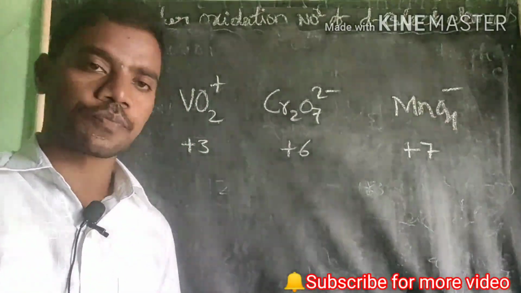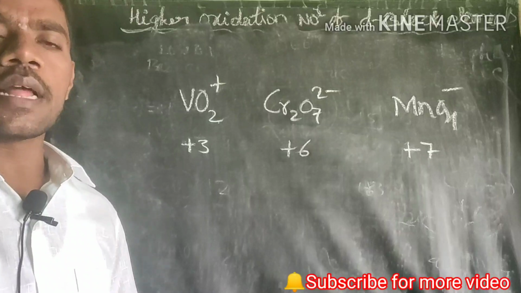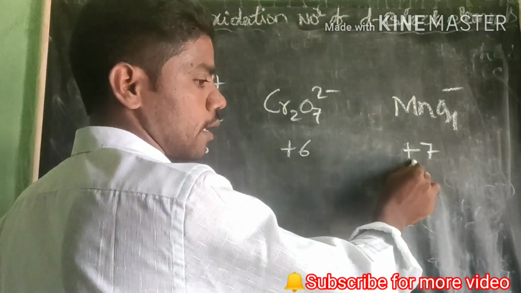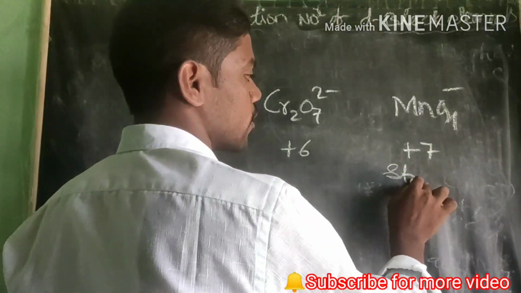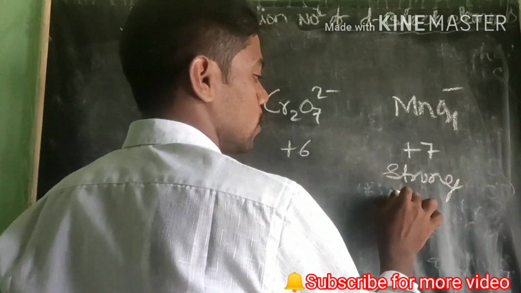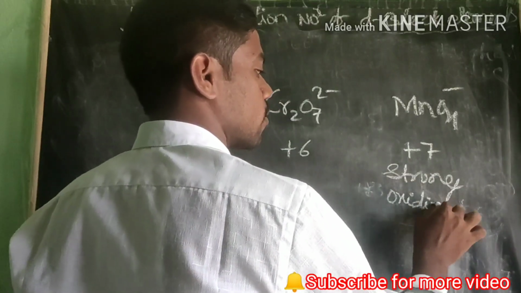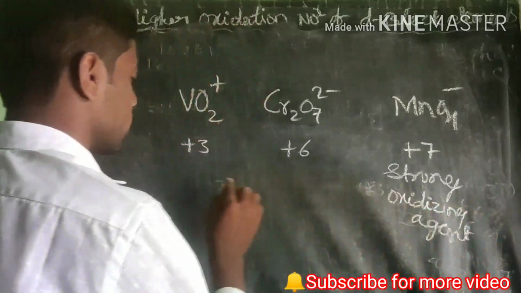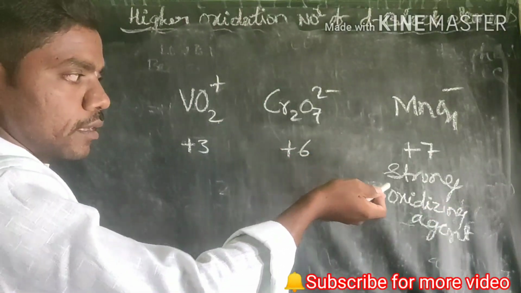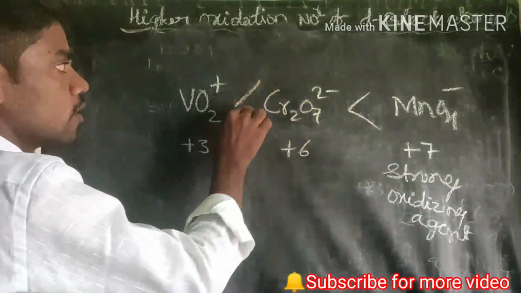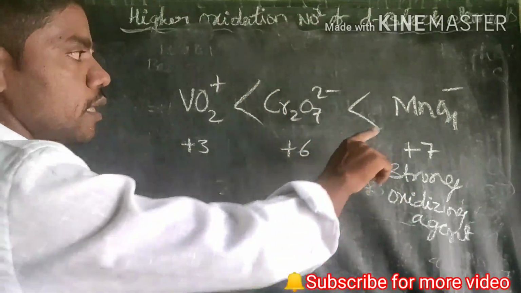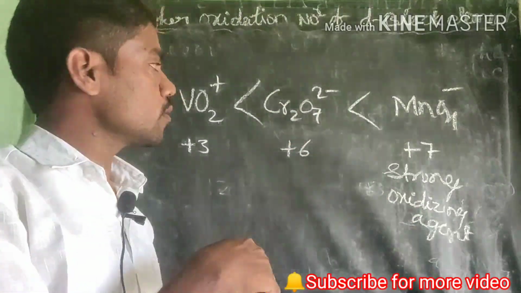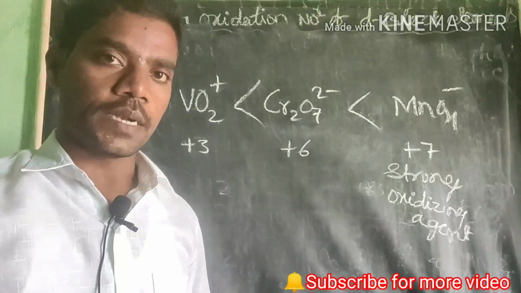Why have I given this? The metal oxides with higher oxidation number act as strong oxidizing agents. The metals with higher oxidation numbers are strong oxidizing agents. This is the order of oxidizing power: MnO4- is the strongest oxidizing agent, then next Cr2O7 2-, next this one. That is very important.